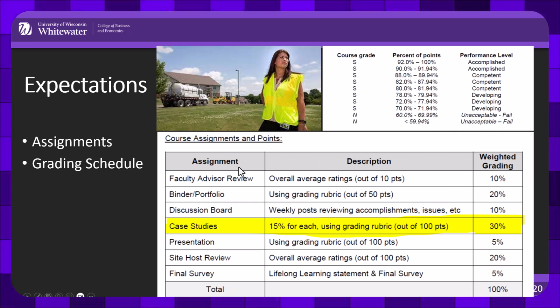It shouldn't be difficult, as long as you're keeping in regular contact with your assigned faculty advisor, doing a good job building and tracking your work through a binder or portfolio, weekly participating in the discussion board as assigned, and completing your case studies satisfactorily. That's 30% right there. The presentation's 5%. Everybody tends to really rock that, but it's predicated on how well your case studies go. Your site host actually gives you 20% of your grade, so be nice to them. If they like your work and you show great promise, you can get the whole 20% there, and then you have to complete your final survey for 5%.